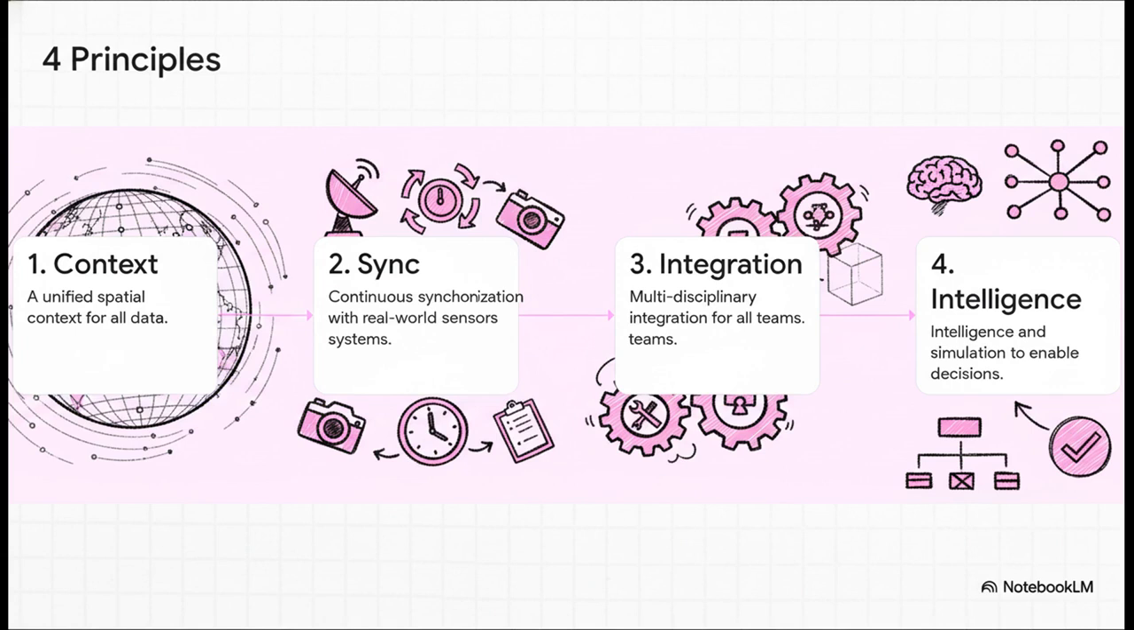First, you need a unified spatial context, which basically just means everything is anchored to a single authoritative map. Second, that continuous synchronization we talked about. That's the live data feed. Third, integration is crucial, because it lets totally different teams all work together in the same virtual space. And finally, it's all built for intelligence, turning it from just a visual model into a real decision-making engine.